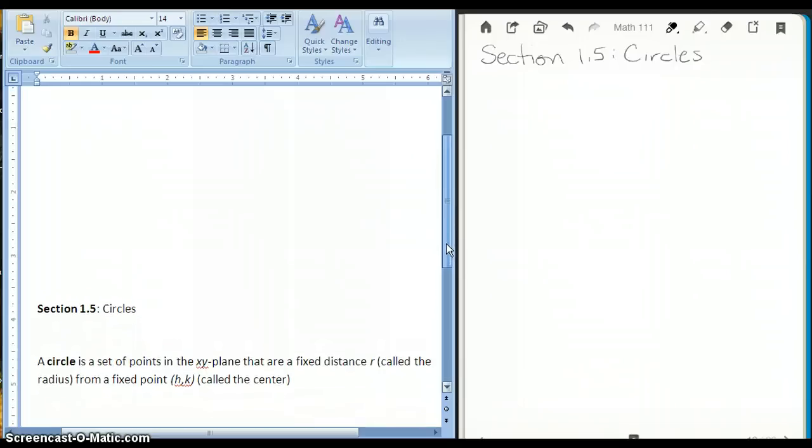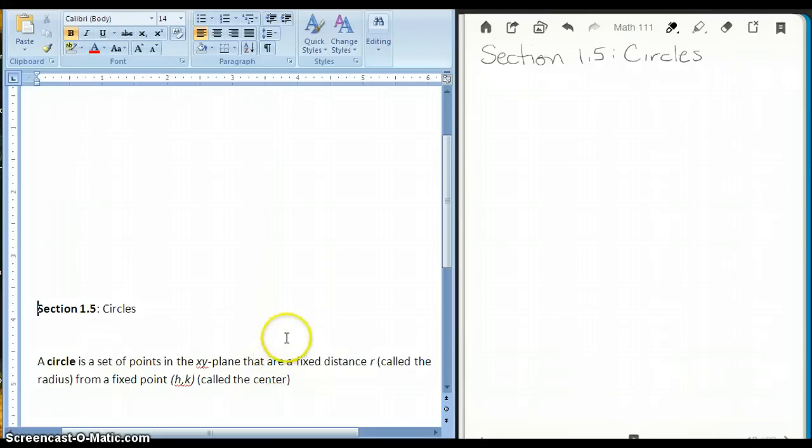So here we have a nice definition right here. A circle is a set of points in the xy plane that are a fixed distance, so they're a certain distance away from a fixed point, and we're going to label a couple of these things. A circle is a set of points in the plane that are a fixed distance r, and we call that the radius, from a fixed point, an ordered pair (h, k), and of course we call that the center. So some of these words should sound familiar. A circle has a given radius, that's r, and it has a given center, that's (h, k).